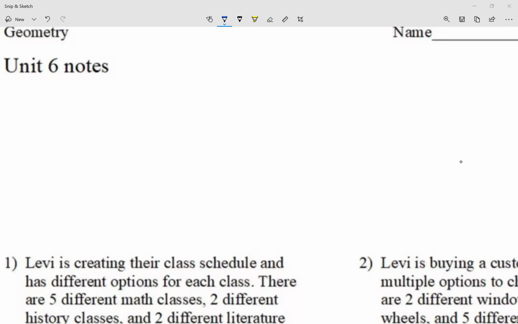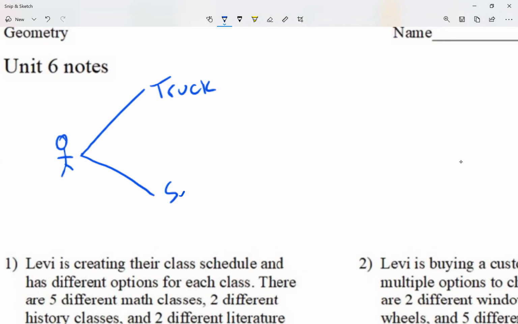Say the first thing I have is that I can pick a truck or the sedan, with the four doors. So let's say I showed up and I'm like, okay, here I am. And then they tell me, do you want a truck or do you want a sedan?